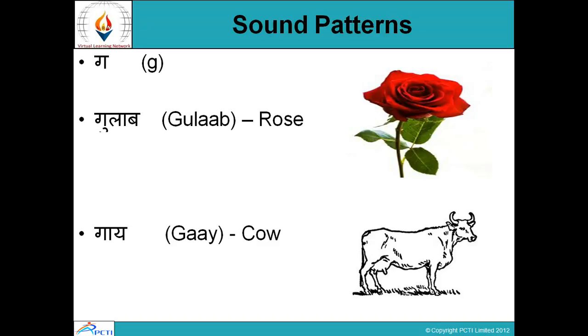Next is cow. Cow is what? Gai. Indians usually pray to the cow. They call it a mother. The cow is worshipped by people, by Hindus. It also gives us milk. In Hindi we call it gai.